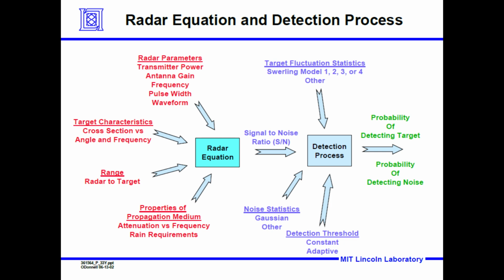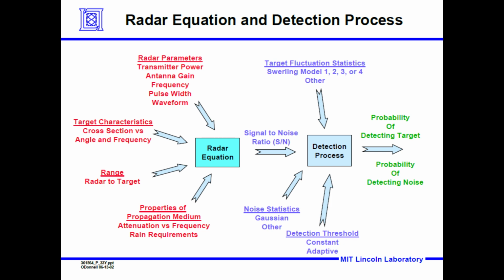Target characteristics. The radar equation also depends on the target's cross-section, which is affected by the angle at which the radar hits the target and the frequency of the radar signal. This cross-section determines how much of the radar's energy is reflected back, and it can change based on the target's orientation and shape. For instance, a flat surface perpendicular to the radar will reflect more energy back than one at an angle.